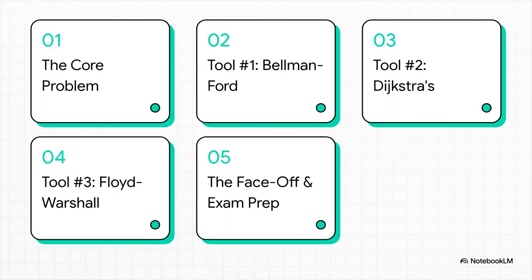So, here's the plan for today. Think of this as getting to know 3 essential tools in your computer science toolkit. First, we'll really nail down the core problem. Then, we'll look at each tool, one by one. We've got Bellman-Ford, we've got Dijkstra's, and we've got Floyd-Warshall. And finally, the best part, we'll put them all head-to-head in a big face-off, so you'll know exactly which tool to grab when you need it.